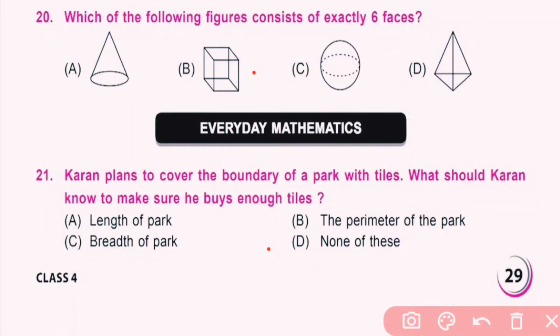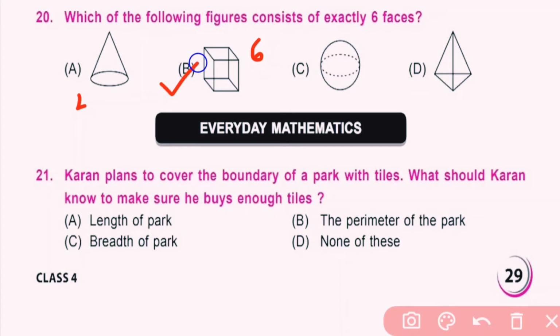Question number 20. Which of the following figures consists of exactly 6 faces? Figure A, this cone has only 2 faces. Option B, in a cube there are a total of 6 faces. Up and down 2, and outside 4. So 6 faces. Option B is the correct answer.